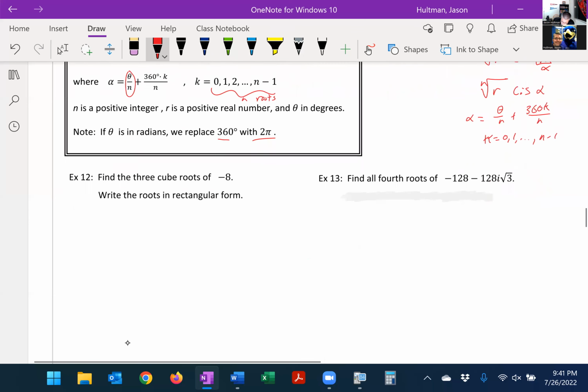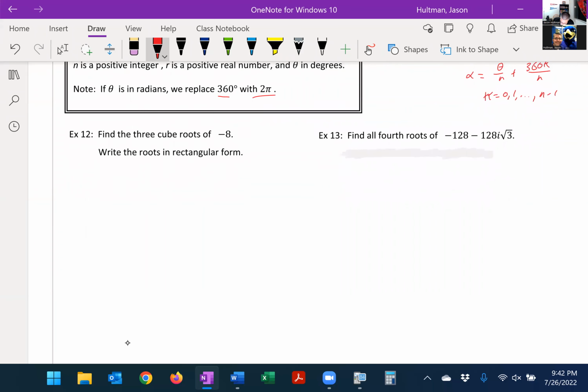Find 3 cube roots of negative 8. Now you might think there's only one cube root of negative 8, and that's negative 2, and that is correct, but that's a real number, and remember, we're working with real and imaginary values here. If I take the cube root of negative 8, I do get negative 2, but that's only one real root. I want imaginary roots as well.